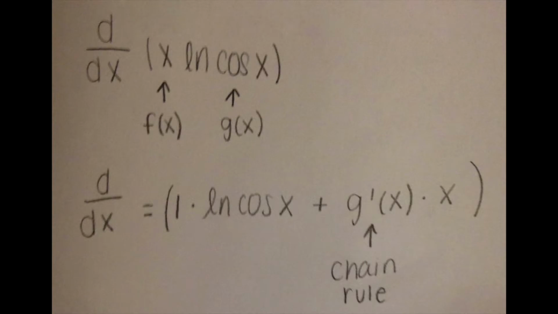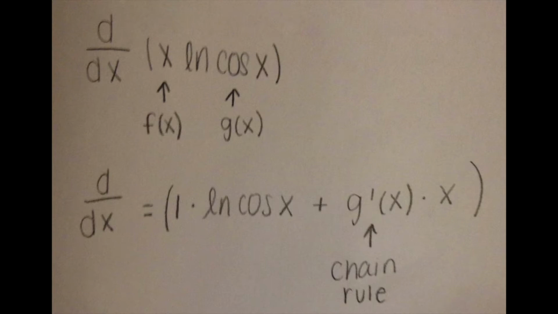And you set that equal to the product rule of x times the natural log of cosine x. Since the product rule is the derivative of f of x times g of x equals f prime of x times g of x plus g prime of x times f of x, then the derivative of x is 1 times the natural log of cosine x plus the derivative of the natural log of cosine x.